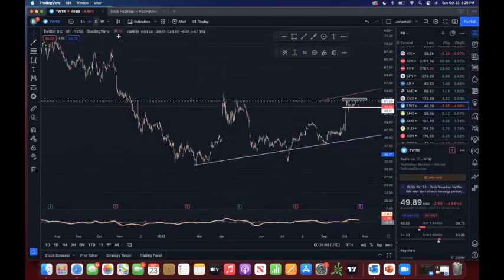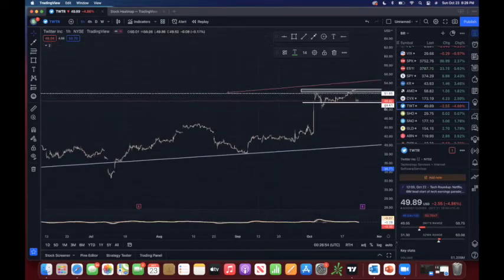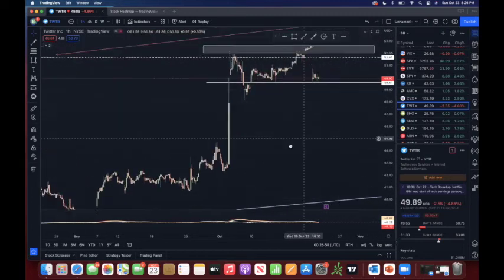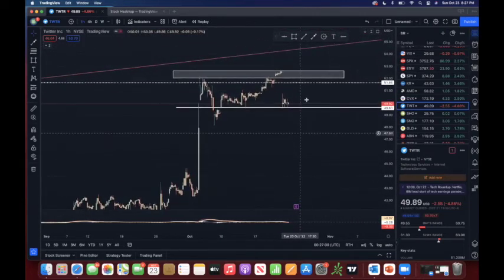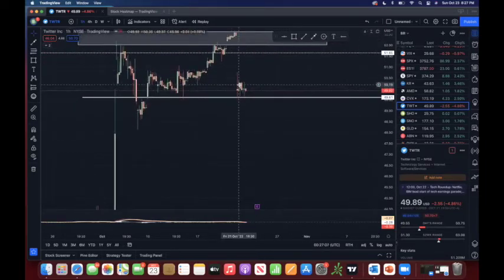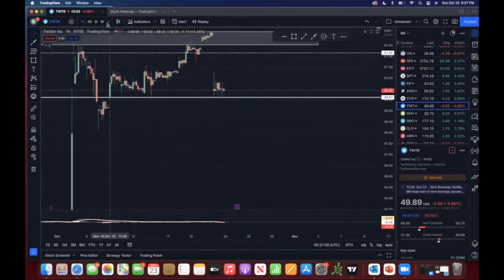4 hour MACD looks bearish as well. Let's just skip that part for now. Okay, one other thing. Now what are we looking at? We're trading in a range, but what does this look like to you? Anybody know what this would be? This chart pattern?